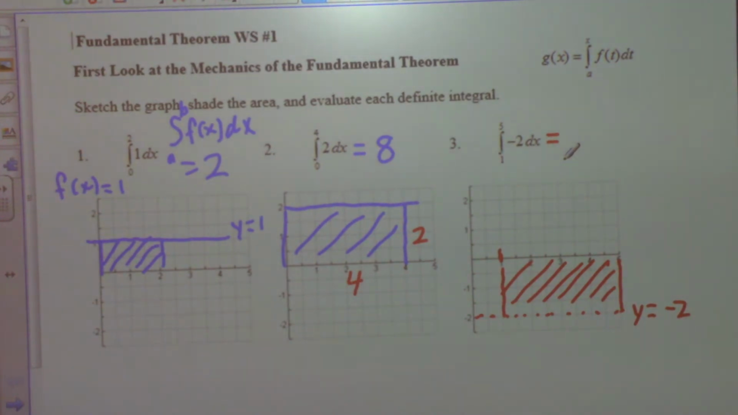What is going to be our answer for this? Who says 8? I feel like you can't have a negative. Who says negative 8? Well, it's actually negative 8. Oh, is it? Wow. That's funky. Yeah, but it's just getting used to how calculus works. That's all we're doing here.